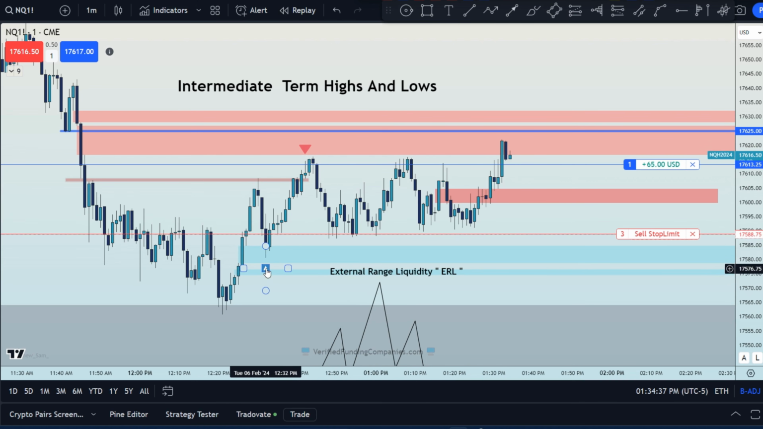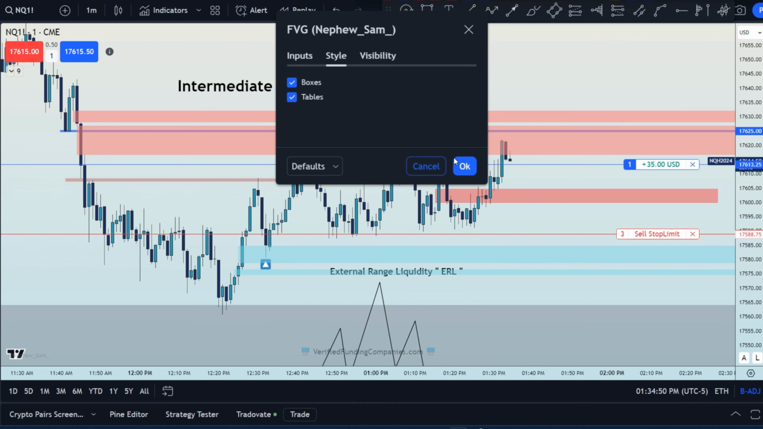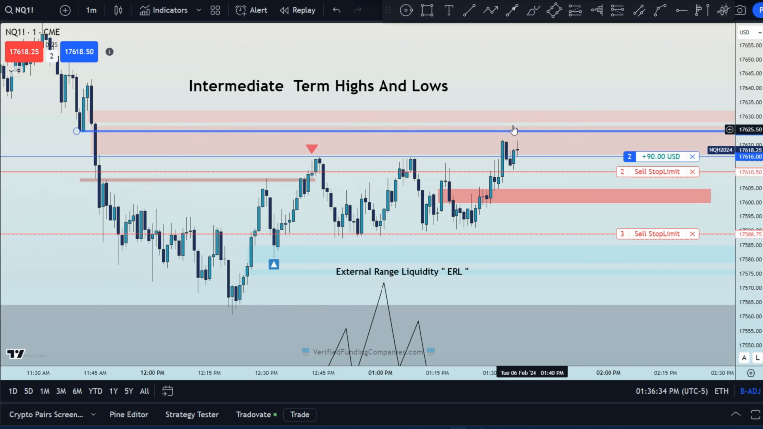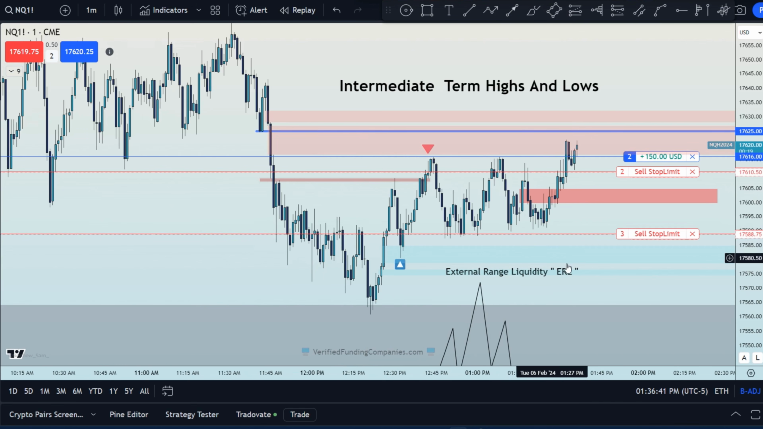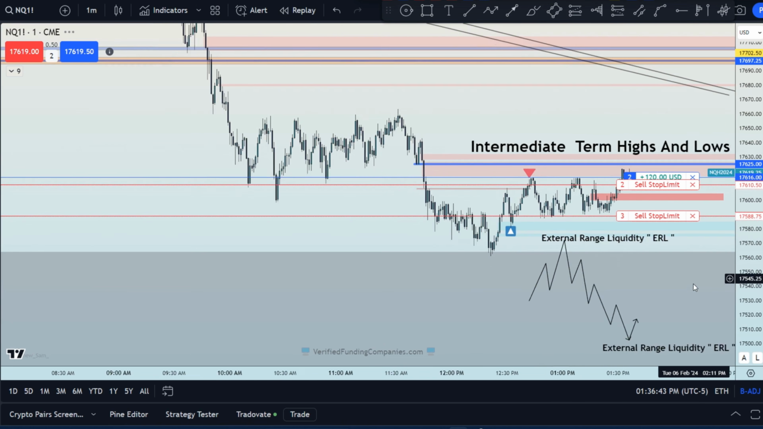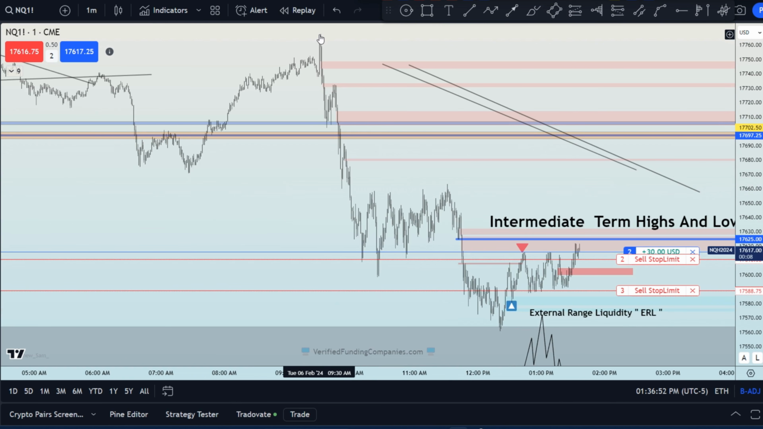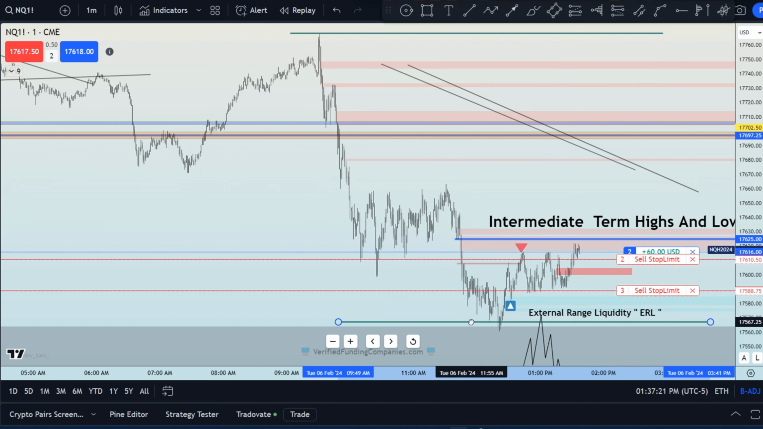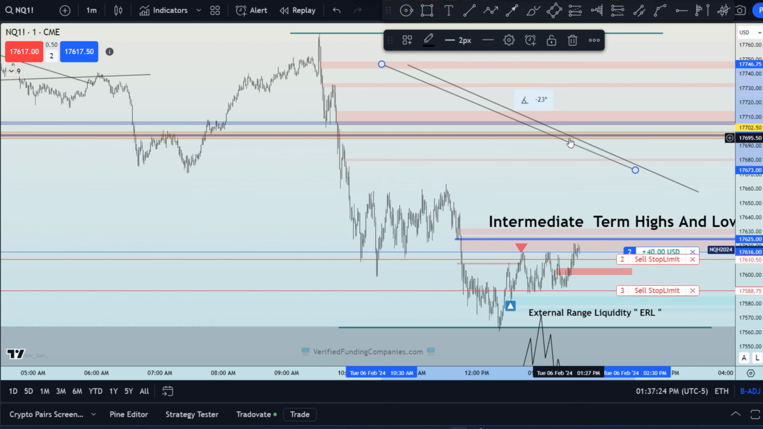This is some of the nuances that, if I wasn't doing this in live market trading, it's how price is moving and reacting to these areas that tell us the information we need. If it's going to make an intermediate term high that then will act as a resistance for lower price action, or if it's going to continue up to our external range liquidity. This high to low is my external range liquidity. Everything within here to here is external range liquidity.